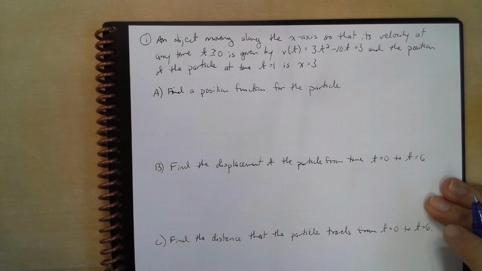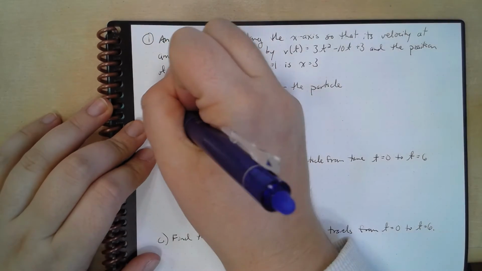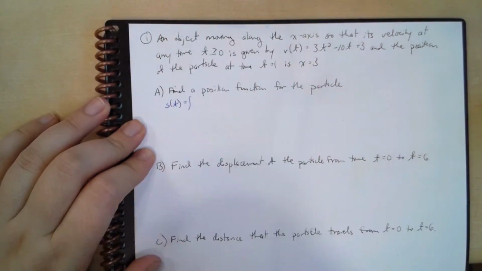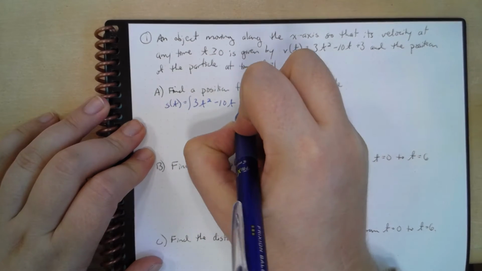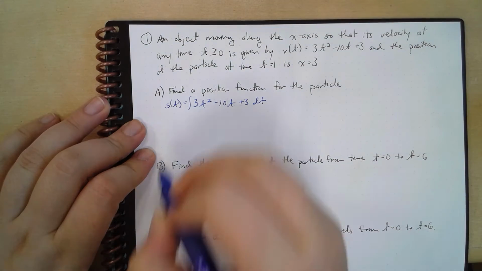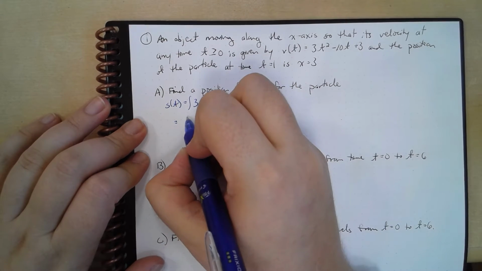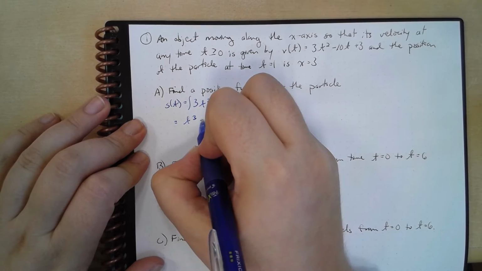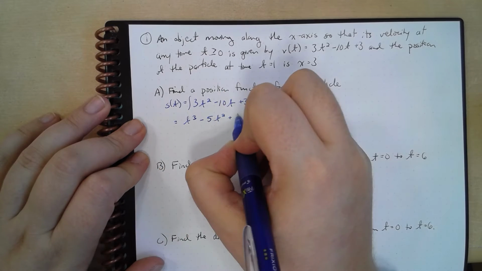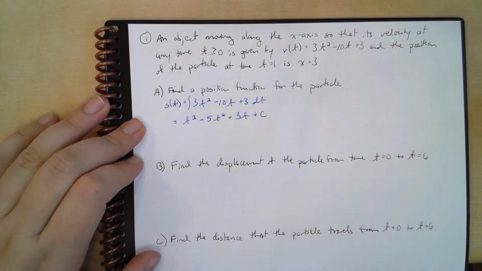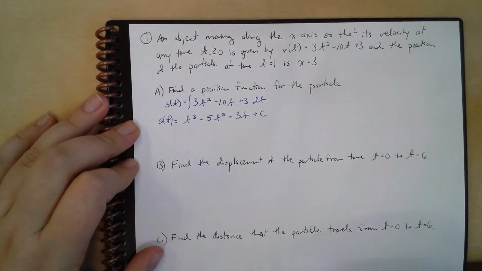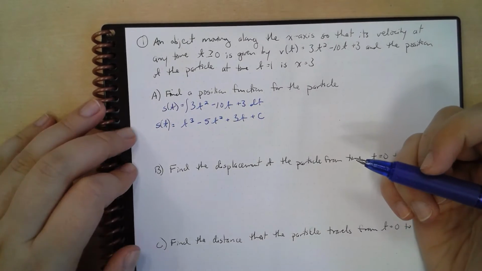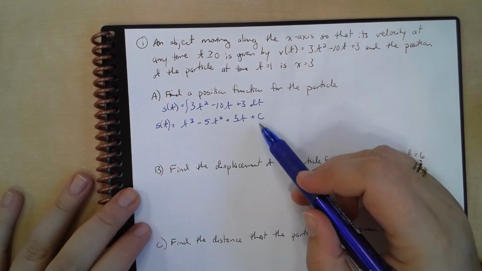Well, we've been given the velocity, and so we need to actually find the position. Well, s of t is just going to be equal to the integral of 3t squared minus 10t plus 3 dt. And if we take this integral, we're going to get t cubed minus 5t squared plus 3t plus c. Okay, that's our s of t. But that doesn't really give us our final answer there, right? We need to find what c is.